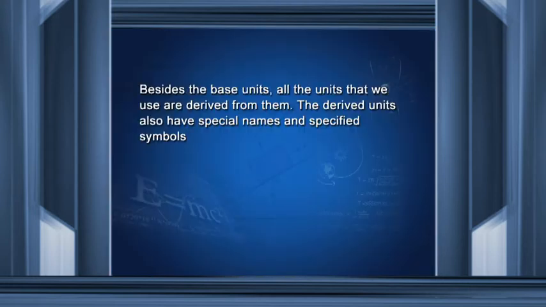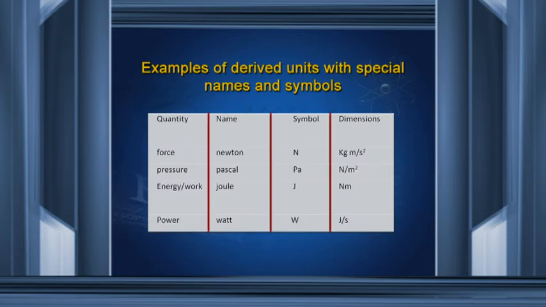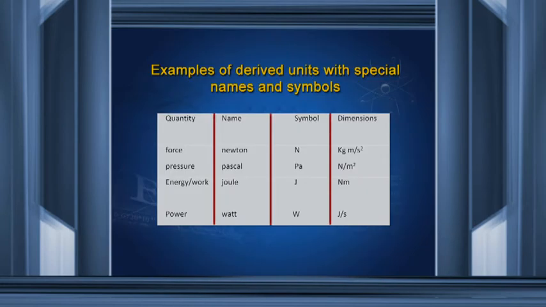Besides the base units, all the units that we use are derived from them. The derived units also have special names and specified symbols. Some commonly used derived units are listed in the following table. Again, look at this table very carefully. The first column is quantity, the second column is the name of the unit in which that quantity is measured, the third is the symbol, and the fourth is the dimensions of that quantity. Remember, I have listed only those quantities which are used in mechanics. When we come to electricity, we will introduce other quantities also.